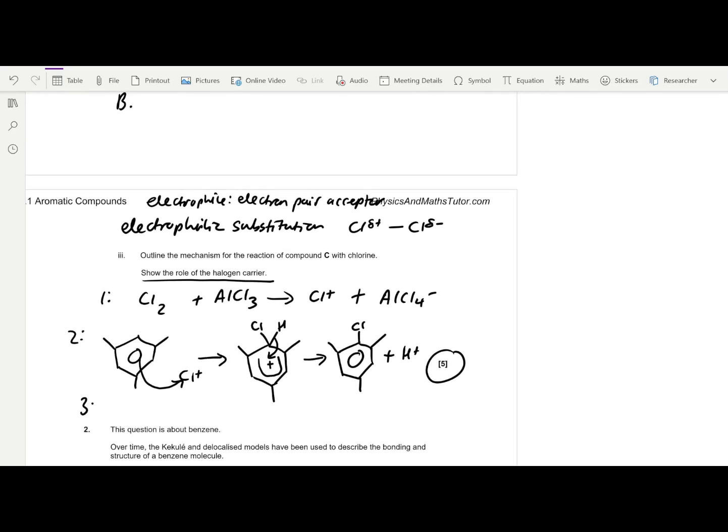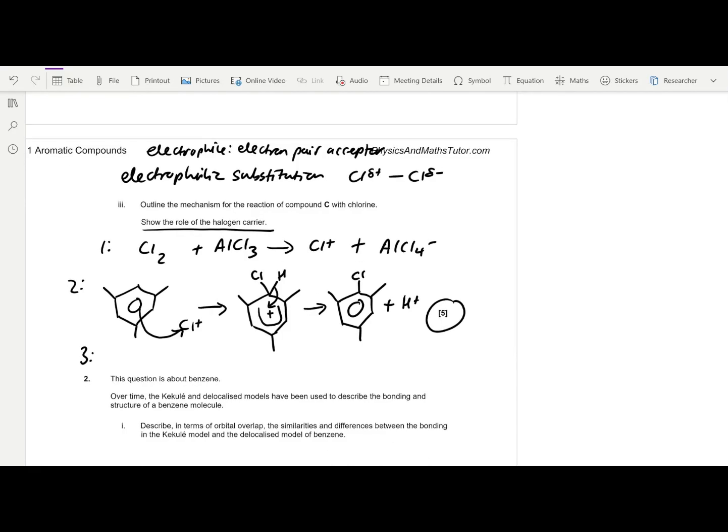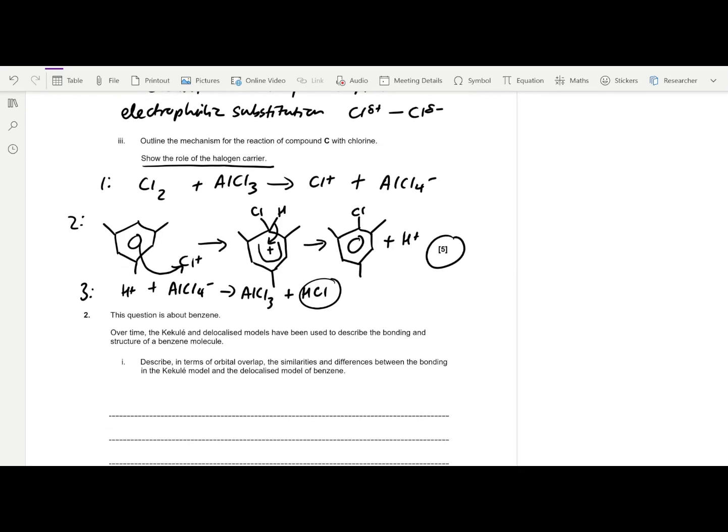Then step 3, reform our catalyst, because obviously that's the role of catalysts. They increase the rate of reaction, decrease the activation energy, and are regenerated. So we're going to make AlCl3 and HCl as our side product, which you'd include in your overall equation, but obviously you wouldn't include your catalyst at all.